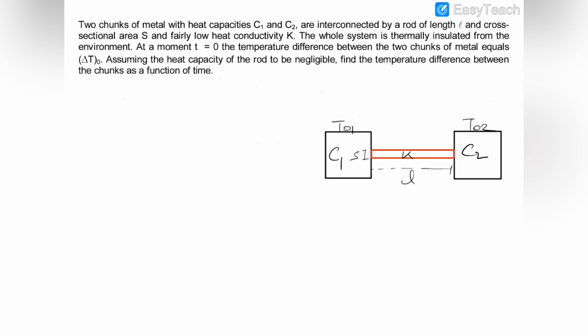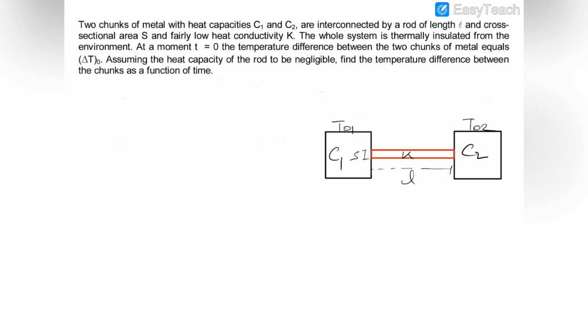is K. So we know that as time goes on, heat will flow from a metal chunk of higher temperature to the metal chunk of lower temperature. And therefore the temperatures of both of them will change, and hence we have to find out the difference of their temperatures at any time t.